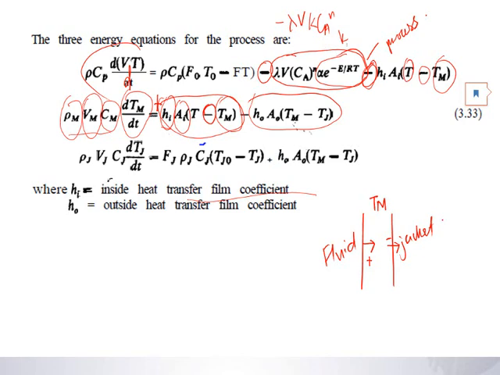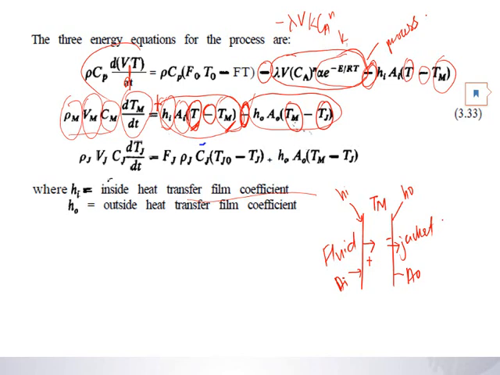Okay. Now, this one is always hot minus cold. So the fluid is hotter than the metal wall, and minus the H naught. This side you have H naught, this side you have Hi. H naught times A naught. This is A naught, this is A inside, Ai, times the hot. The metal is hotter than the jacket, so Tm minus Tj.